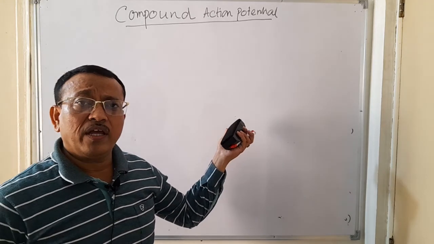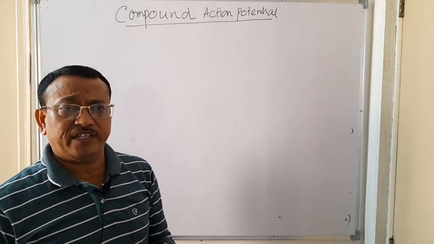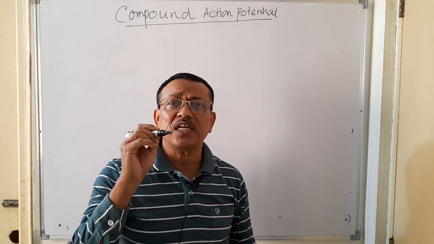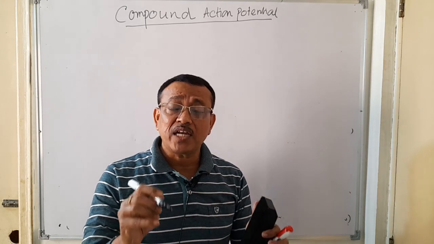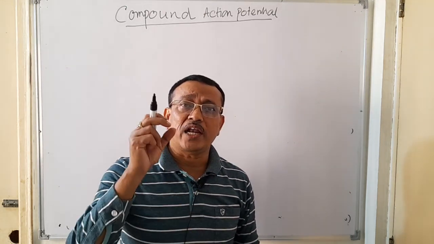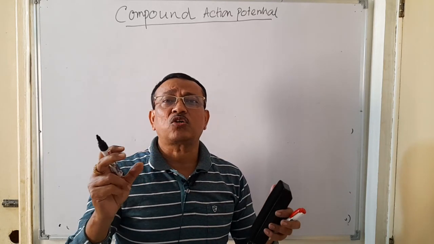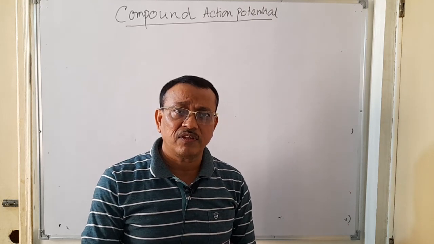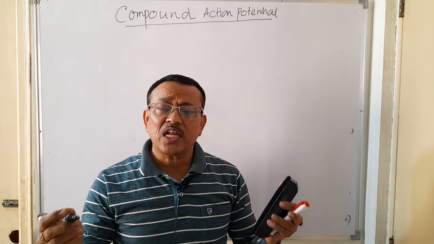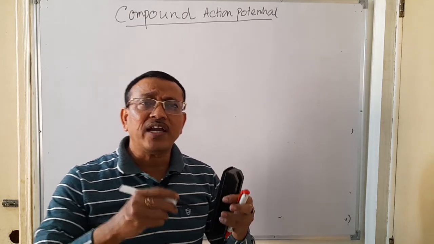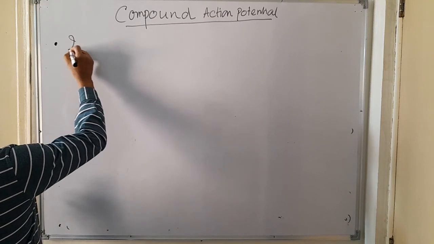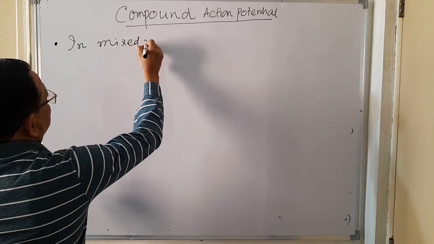The types of action potential that I discussed just now, monophasic and biphasic, can be recorded from a single cell membrane or from a single neuron. But if the stimulus is given to a nerve trunk which is comprised of a collection of nerve fibers, that means a mixed nerve, and the action potential is recorded, then a different type of action potential can be obtained. So the compound action potential is the action potential in a mixed nerve, which contains different neurons of varying diameter.